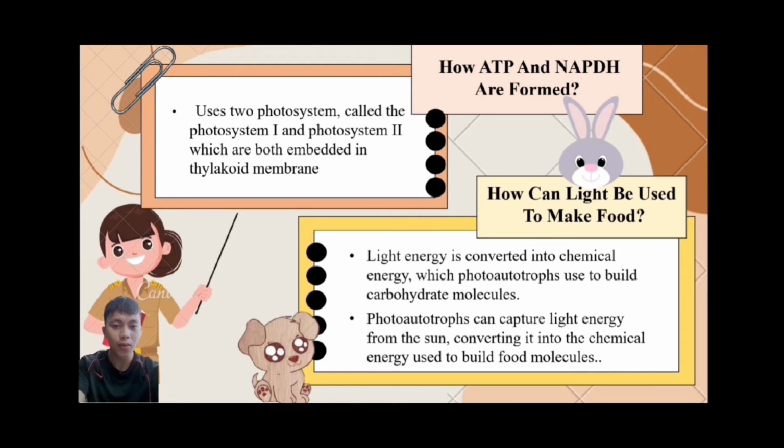And the next one is, how can light be used to make food? When a person turns on a lamp, electrical energy becomes light energy. Like all other forms of kinetic energy, light can travel, change form, and be harnessed to do work. In the case of photosynthesis, light energy is converted into chemical energy, which photoautotrophs use to build carbohydrate molecules. However, autotrophs only use a few specific components of sunlight. Photoautotrophs can capture light energy from the sun, converting it into chemical energy used to build a food molecule.